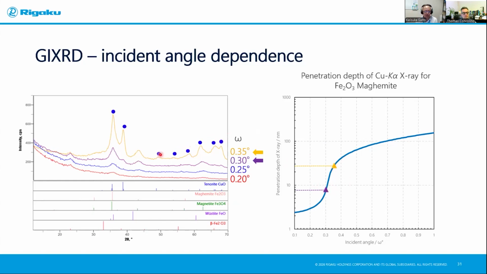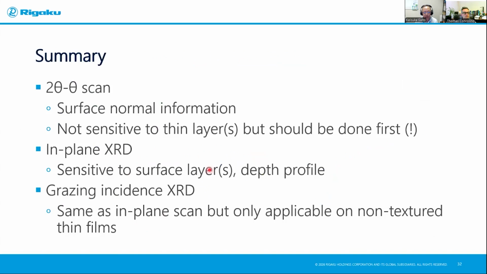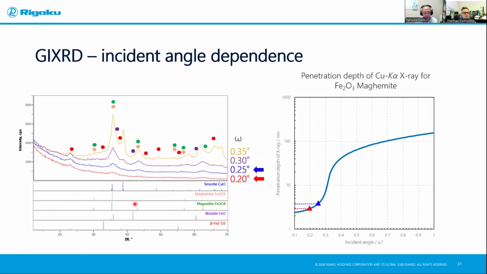So many peaks corresponding to copper oxide, tenorite. However, if you put the incident angle shallower than the critical angle of total refraction, now I saw only the broad peaks, for example, this peak, this peak, this peak, which correspond to iron oxide, right? For example, magnetite, maghemite, right? So those two peaks. And the first peak, like in the in-plane scan, this is from the beta iron oxide.